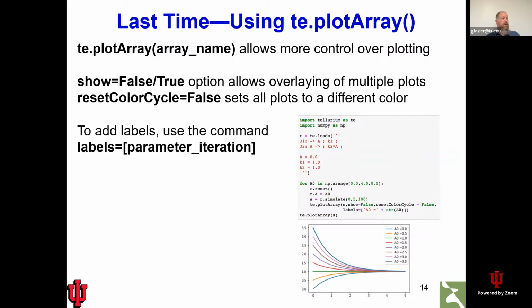One was show equals false or true. Show equals false tells Python that we want to overlay our plots, put everything on the same plot. Show equals true will actually display the plot on the screen. And then there was this not very elegant reset color cycle equals false, which says to use a different color for each plot.